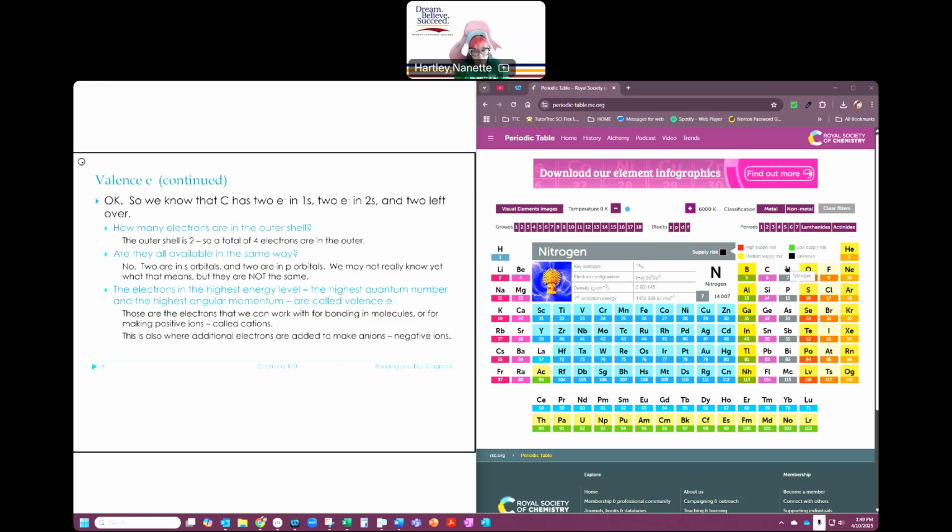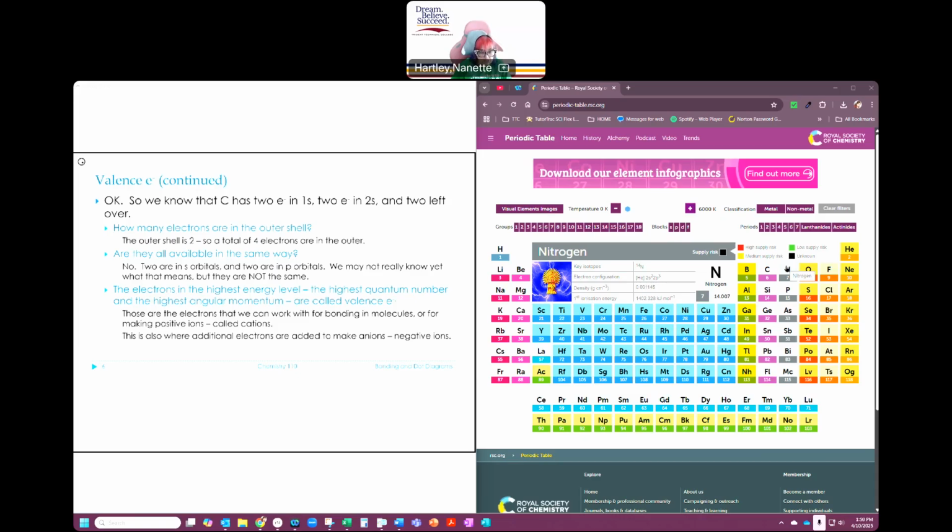We also know that we have 4 in that 2 level. The 4 that are in that outer shell are the most available to us. If we're standing on the outside and looking at this carbon, those are the ones that I can see. The ones on the inside, I can't really see. They're not as available to me, so it's harder to get to those and harder to do anything with them. The ones in that 2 level are in the highest energy level, the highest quantum number. Those are the valence electrons.